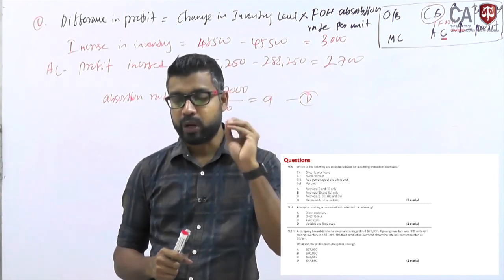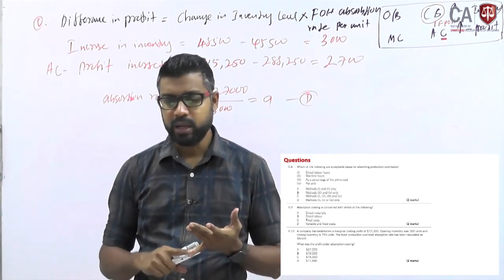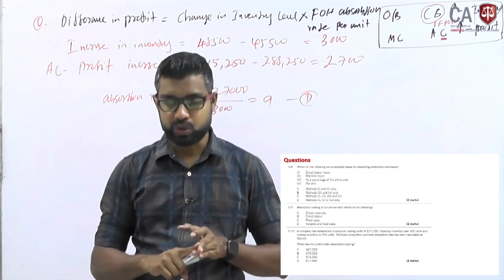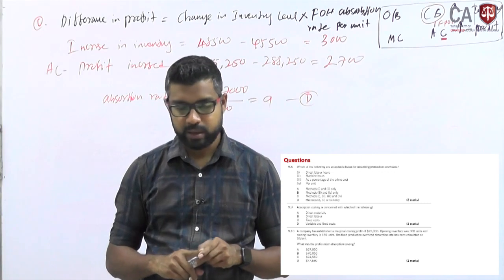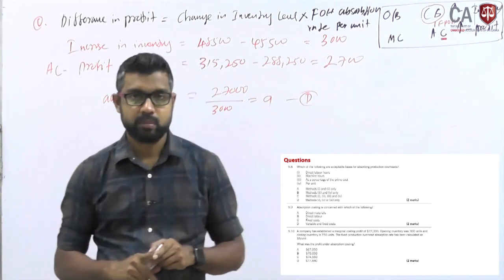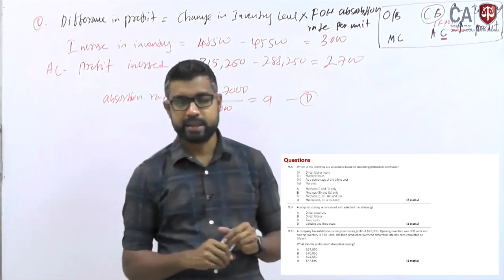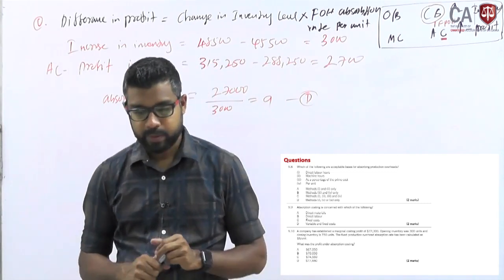What are good bases, the cost drivers, to absorb overhead? Direct labor okay. Machine hours also fine. As a percentage of prime cost also fine. Per unit also fine. So the correct answer is what then? Method 1, 2, 3, 4. All methods are fine. So the correct answer is C.